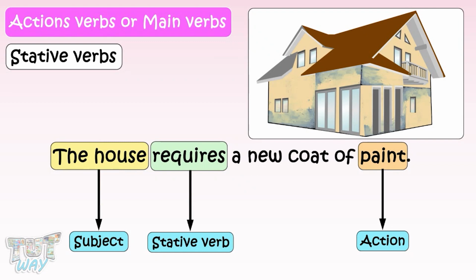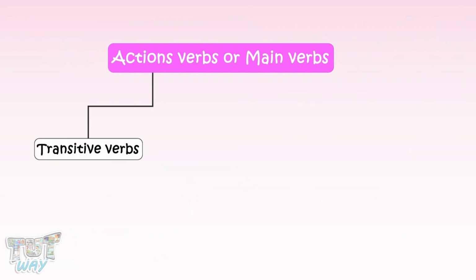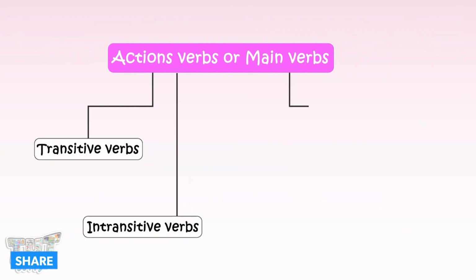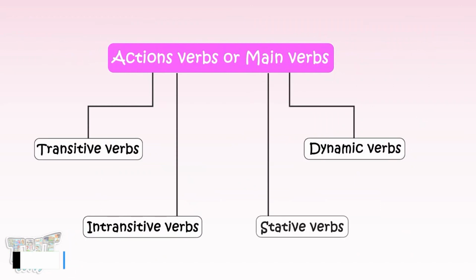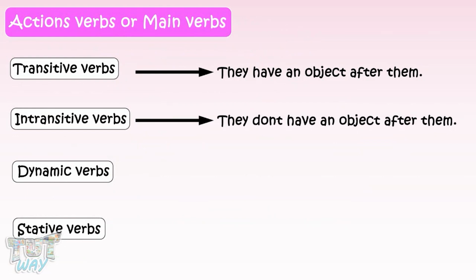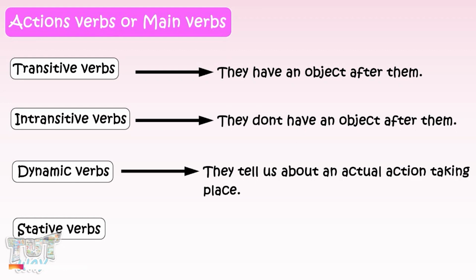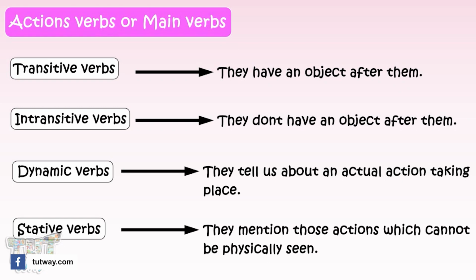So we learned that action verbs or main verbs are divided into 4 categories: transitive, intransitive, dynamic, and stative. Transitive verbs have an object after them. Intransitive verbs do not have an object after them. Dynamic verbs tell us about an actual action taking place. And stative verbs mention those actions which cannot be physically seen.